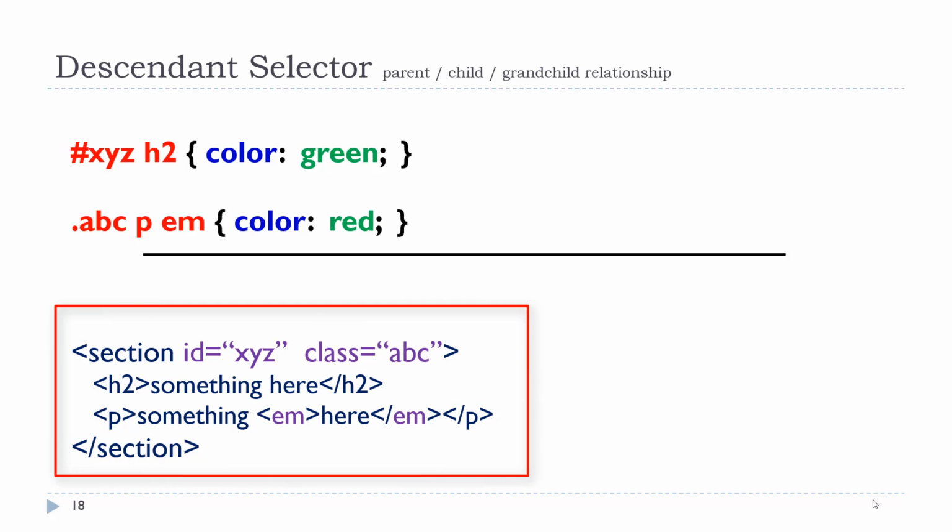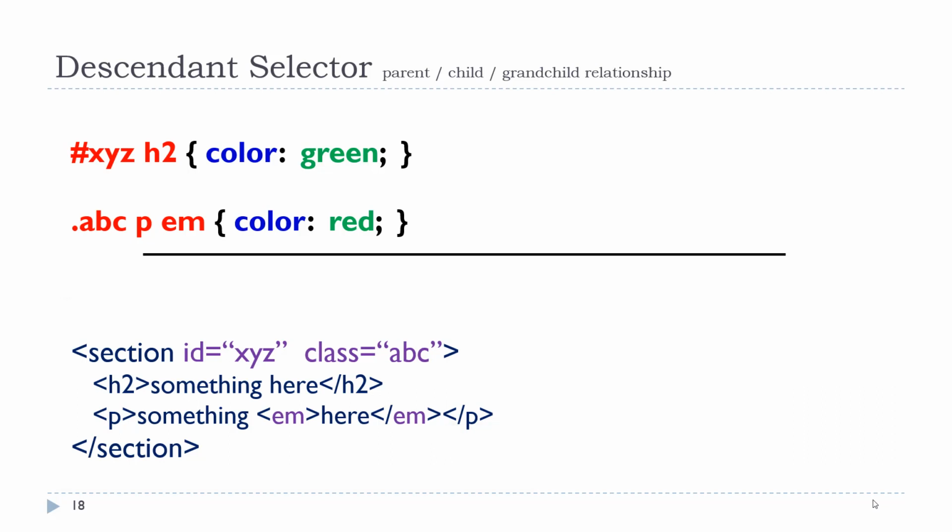Let's take a look at our HTML. Here we have a section element that contains our H2 element and our P element. The P element contains an EM element. The EM is a child of P. P is a child of section. H2 and P are siblings. Technically, EM is a grandchild of section, although we don't have grandchild selectors. We only have child selectors. EM is not a child of section. EM is a child of P.